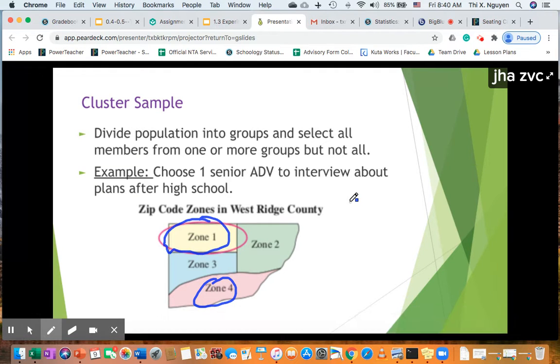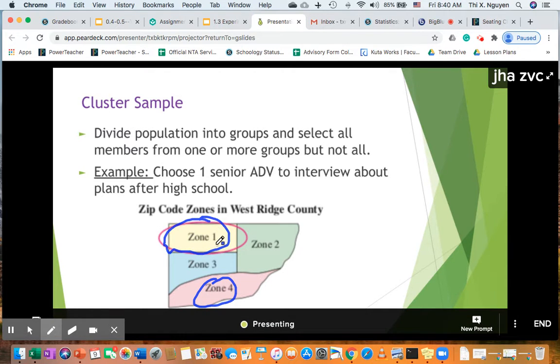So for example, I'm looking at senior advisory. Instead of one female from every advisory, I'm going to choose one advisory and do an interview about plans after high school. So cluster means I'm taking the entire group instead of pulling from each group. So that's different, okay? So the key thing is all.